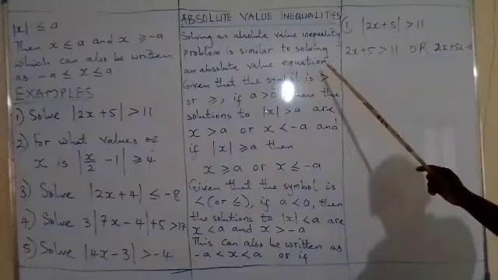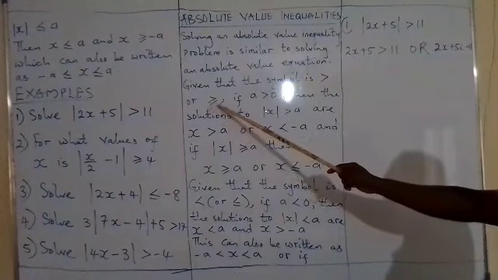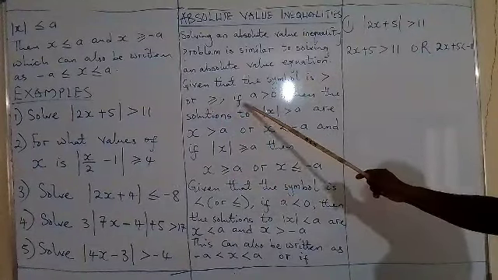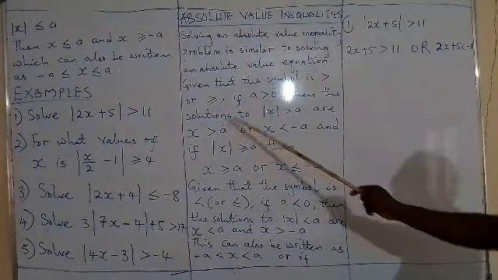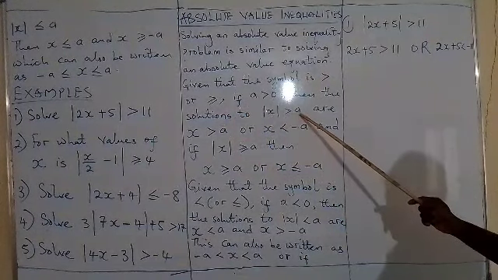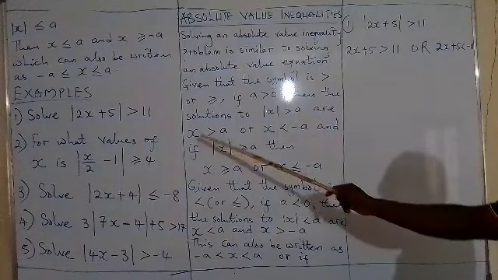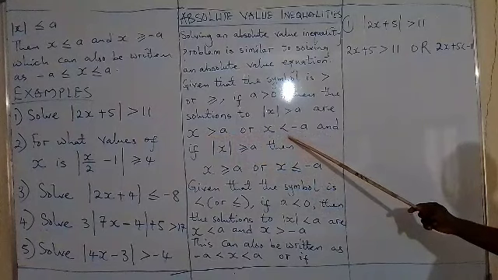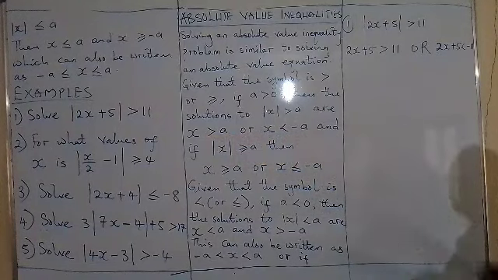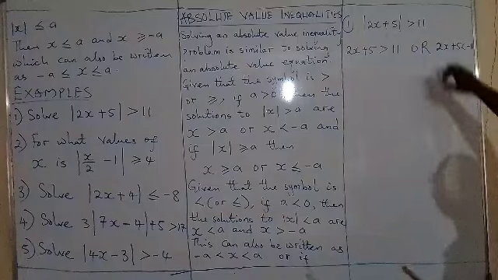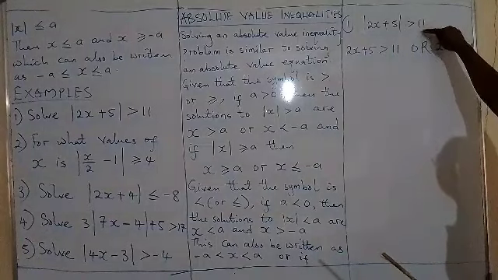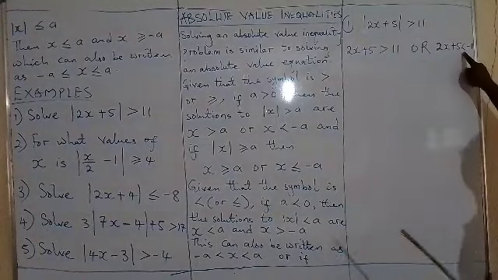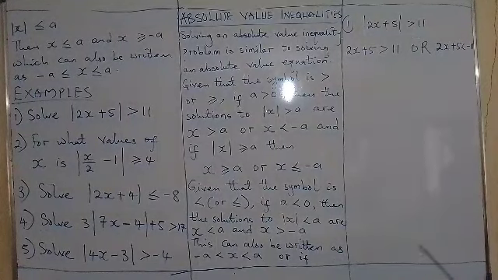Given that the symbol is greater than or equal to, then it means that if A is greater than 0, then the solutions to the absolute value of X greater than A will be X is greater than A, or X is less than negative A. So that's what I'm doing here. It means that this is greater than 11, or this is less than minus 11. There's also another way you can picture it.